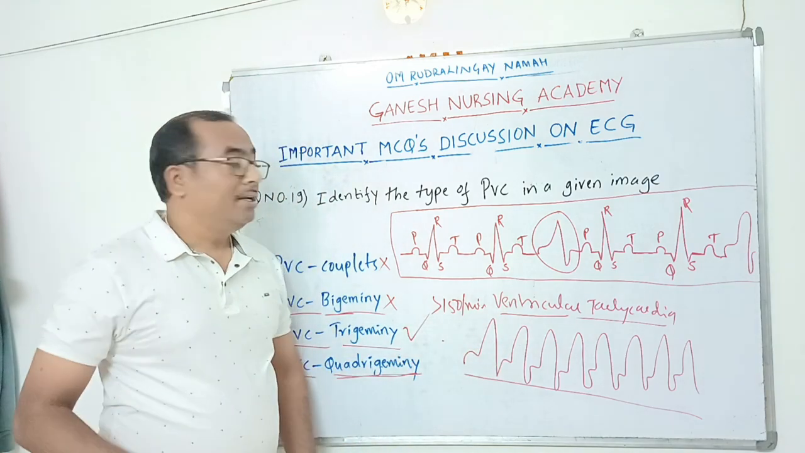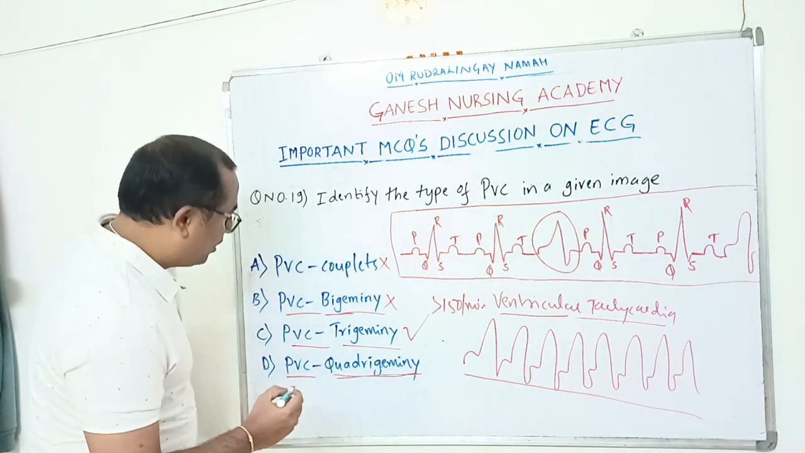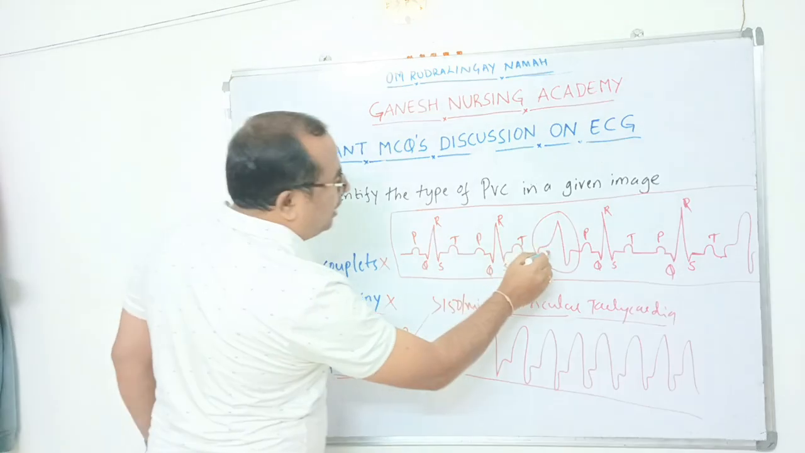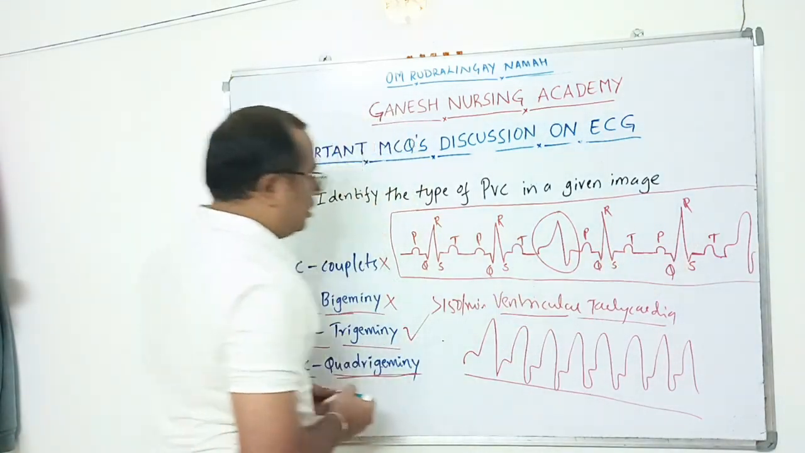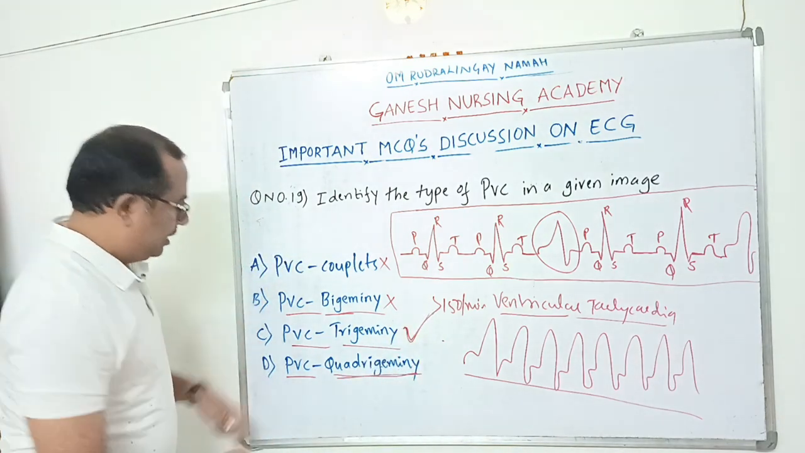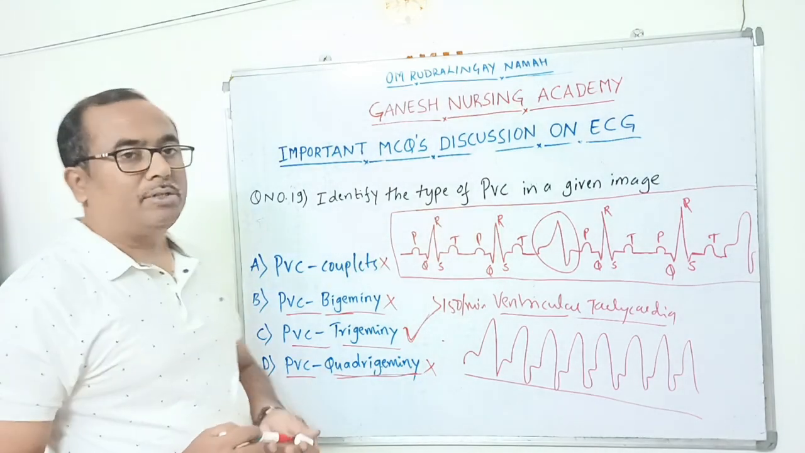So this is all about premature ventricular contraction. Okay, so the answer for this one: here there are two normal beats, two normal rhythm followed by ectopic beats, then two normal beats and followed by ectopic beats. So this is a PVC trigeminy. So option C is the correct one. Option D is also wrong here. Option C is the right answer for this question.